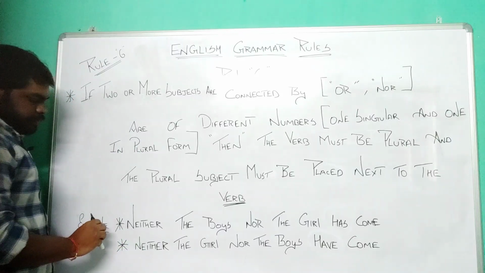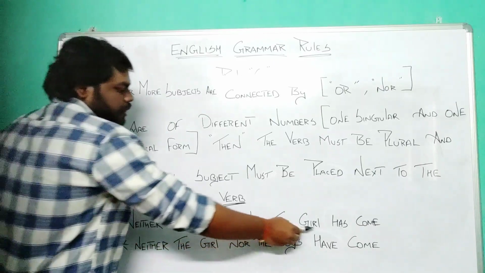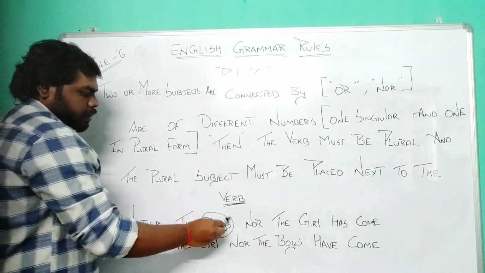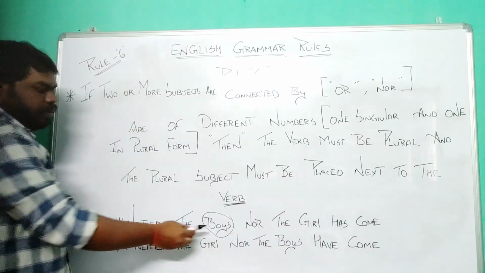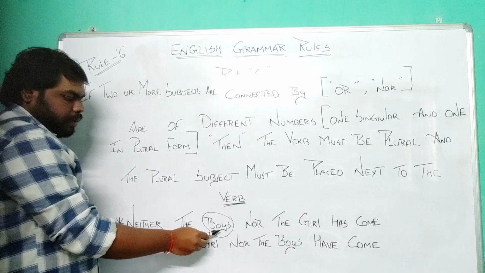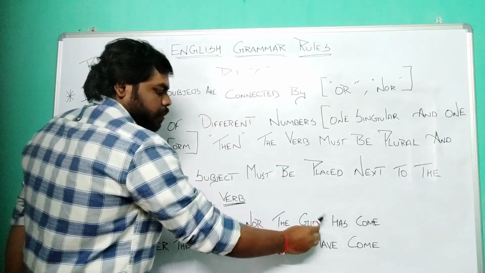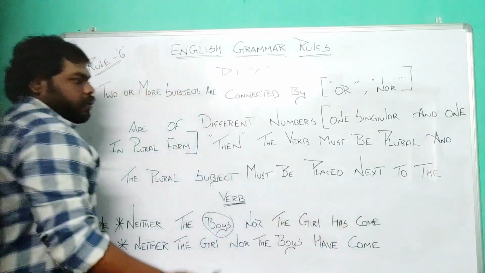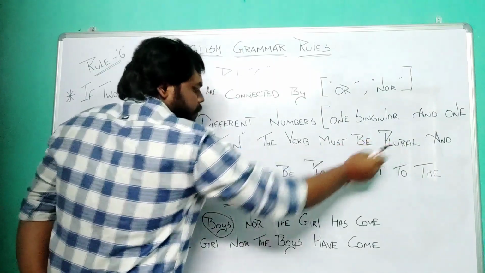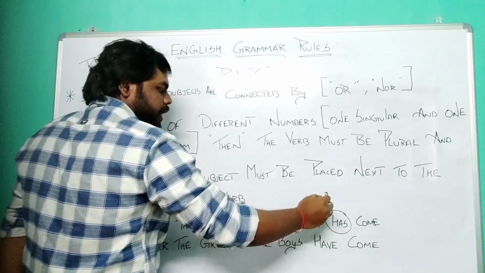Let us see an example. Here I have taken an example: Neither the boys nor the girl has come. Here we have two different subjects, one in plural form and one in singular form. Boys is a plural subject, right? And we are talking about only one girl. Girl has come. In this rule, it is clearly written that the verb must be in plural. But here we have a singular verb, right?